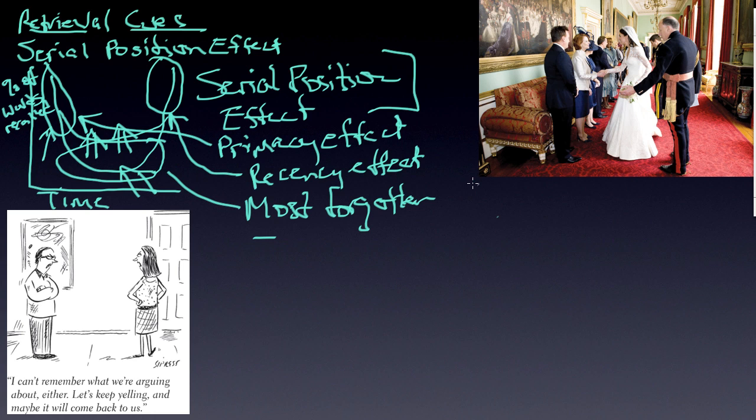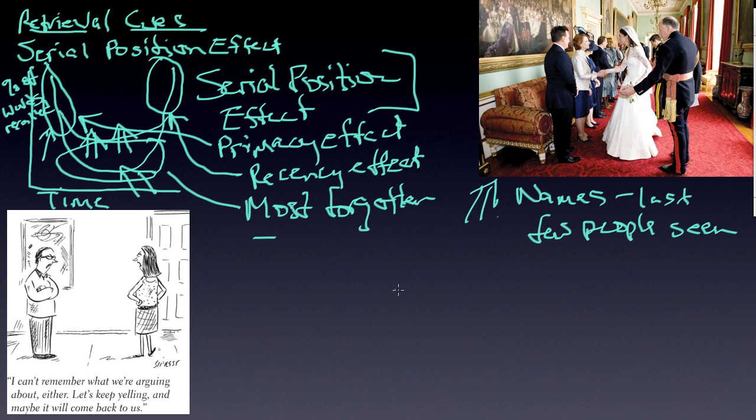Now, what does this have to do with it? Well, this picture basically shows the aftermath of the wedding of Kate Middleton and Prince William. Generally, the names they remembered were probably the last few people that they saw. That would be a good example of this serial position effect, and that goes with the understanding that we have as far as memory is concerned.